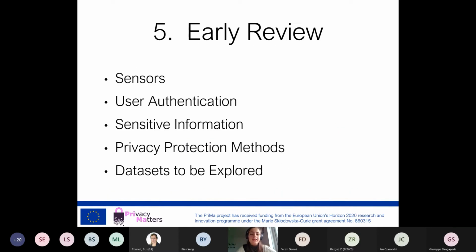Okay, so for that I did an early review, and I was studying a little bit about the sensors that we have in smartphones, which kind of user authentication we can have, which kind of sensitive information we found, some privacy protection methods, and also I'm going to explain a little bit about the dataset to be explored.